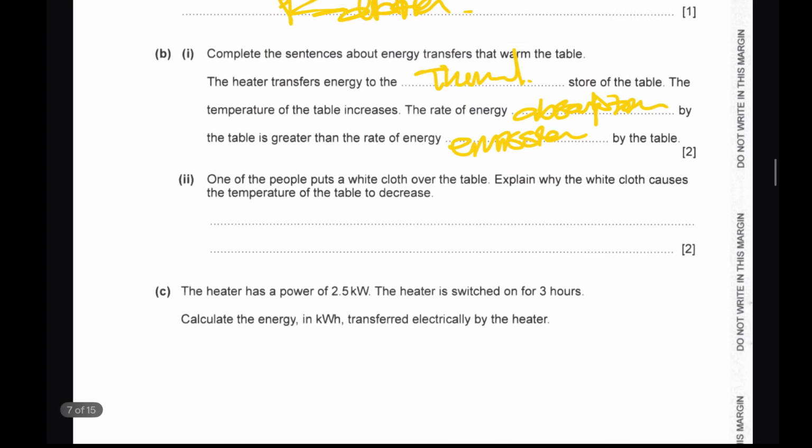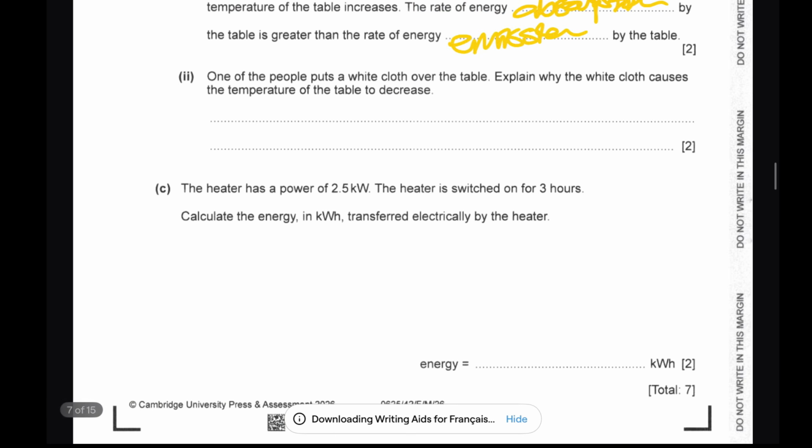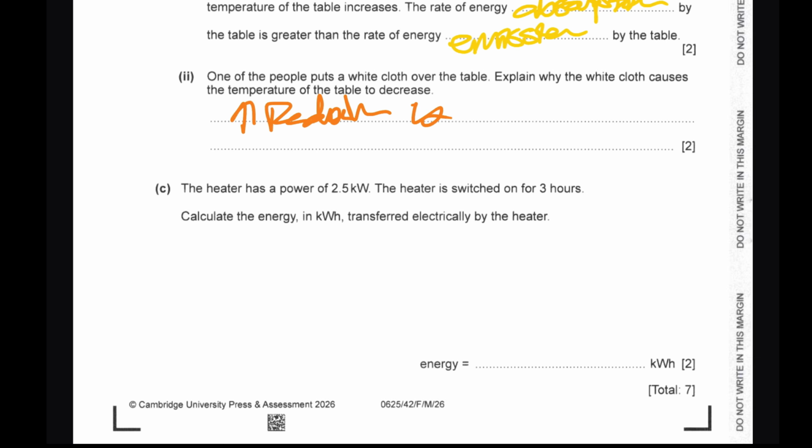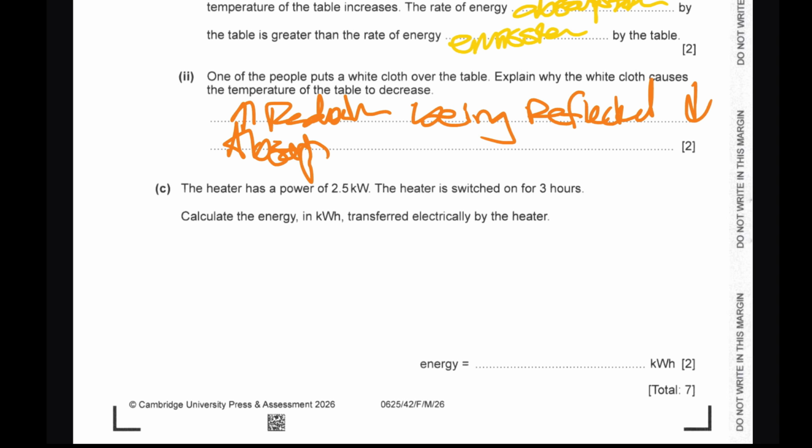So basically, the explanation is that putting a white cloth over the table increases radiation being reflected and decreases absorption. Thus, temperature is less, or heat energy absorbed is less, hence temperature is less.